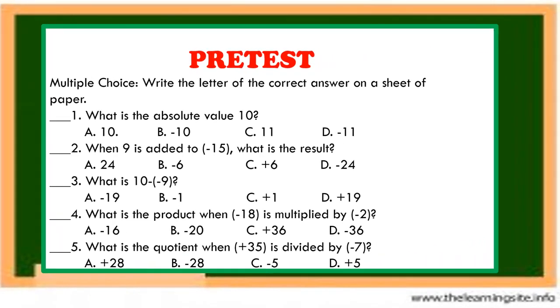We will now check your answers. We have number 1. What is the answer? Letter A. How about number 2? We have letter B. Number 3. We have letter D. Number 4. We have letter C. And for the last number, we have letter C. That is only a pretest.